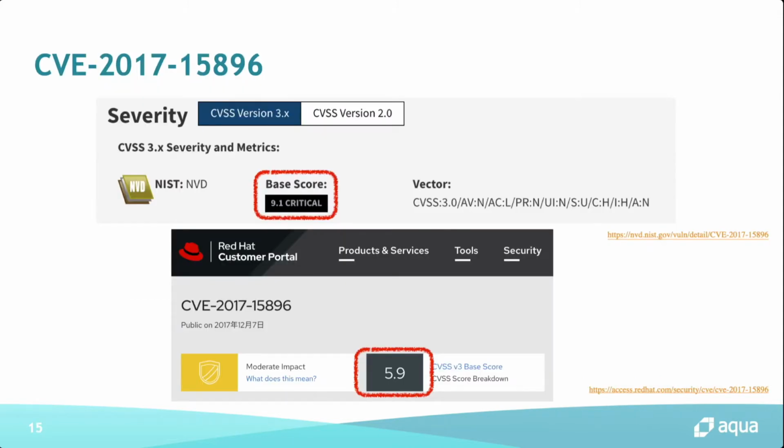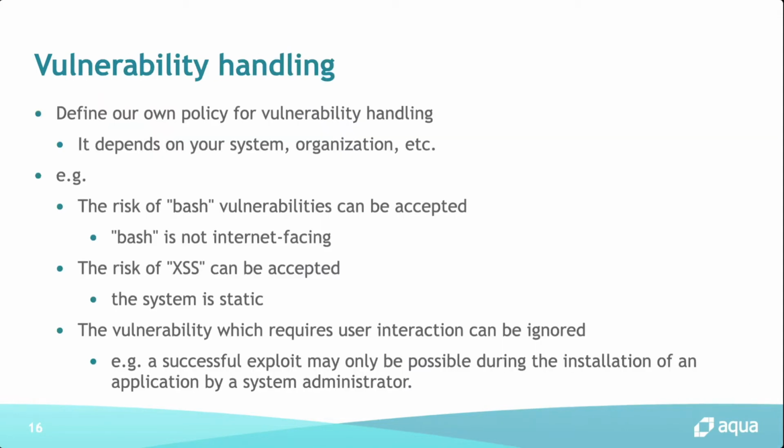In addition, the CVSS score is provided by each vendor. In this example, NVIDIA said the score is 9.1, critical, while Red Hat said 5.9, moderate. The values are often different. I'm not saying don't use the CVSS score, but it's a bit risky to rely on CVSS scores too much. We should define our own policy for vulnerability handling.